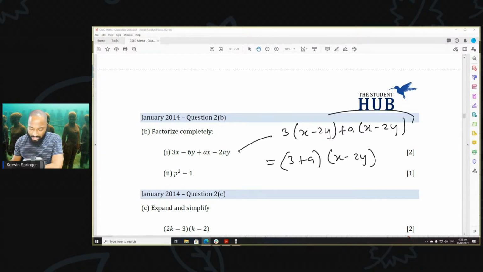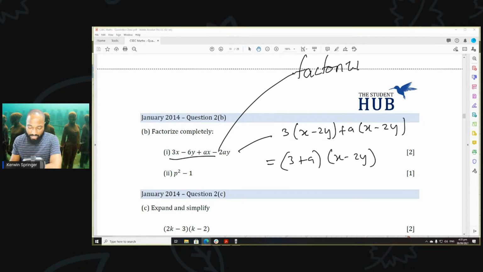Going fast on this. We explained this already. If you don't understand how to do this, look up factorizing, Cohen Springer factorizing. There's a video I have with this moving at a slow pace. Anything you don't understand how to do, just ask me the topic and I'll tell you the video to go and check.